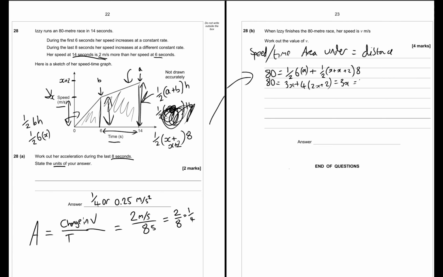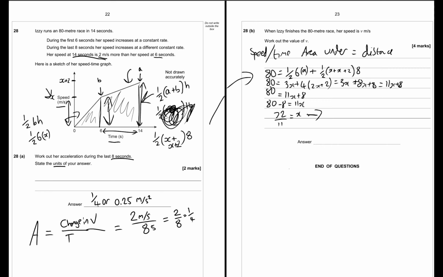3x plus 8x plus 2, so 11x plus 2 equals 80. Okay, I've made a mistake, haven't I? I've multiplied out this wrong. So this should be an 8, and therefore this should be an 8. So 80 equals 11x plus 8. So let's find out what x is. 80 minus 8 equals 11x, so 72 over 11 equals x.